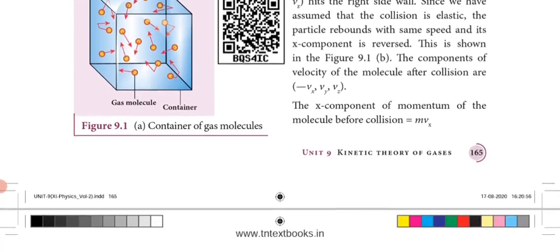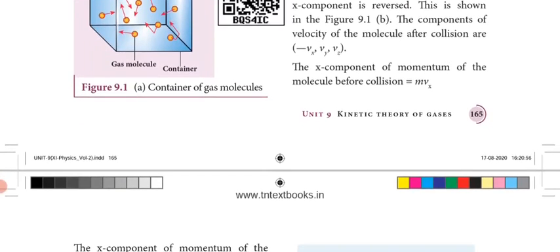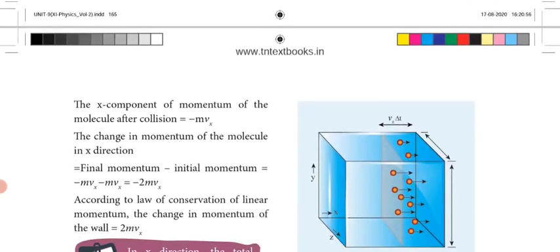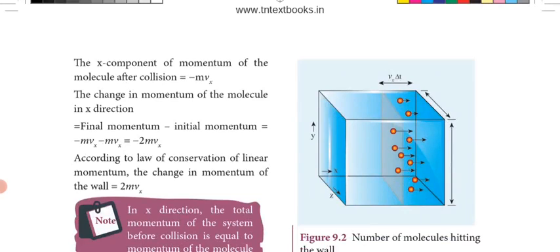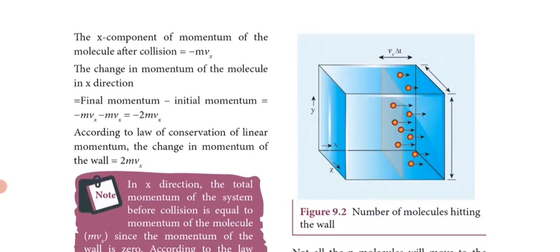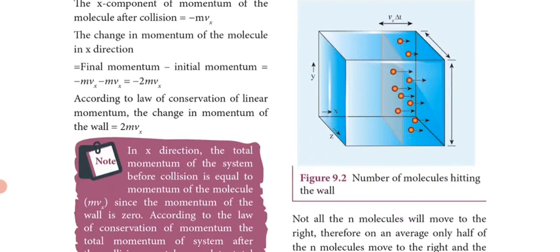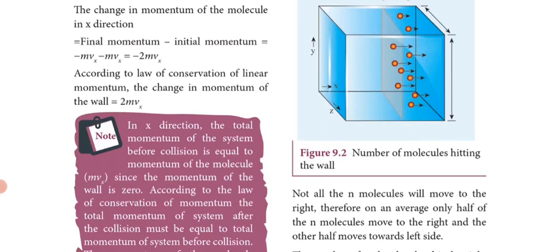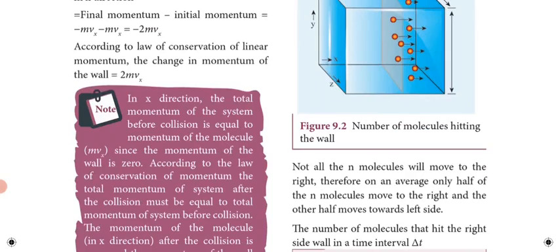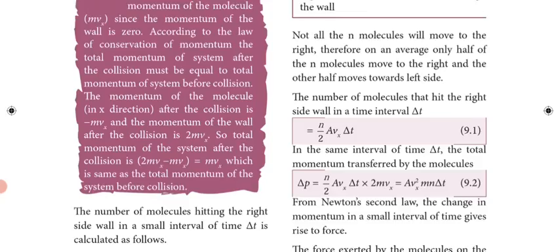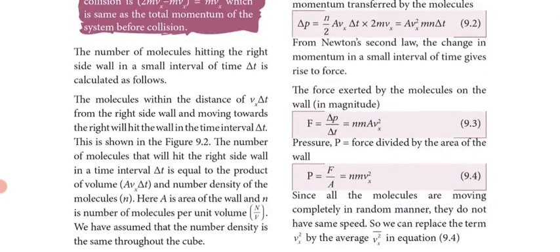So the x component of the momentum of the molecule before collision is mvx. Obviously after collision that will be minus mvx. So the change in momentum of the molecule in x direction, final momentum minus initial momentum, is minus mvx minus mvx, that is equal to minus 2mvx. So according to the law of conservation of linear momentum, the change in momentum of the wall is nothing but 2mvx.